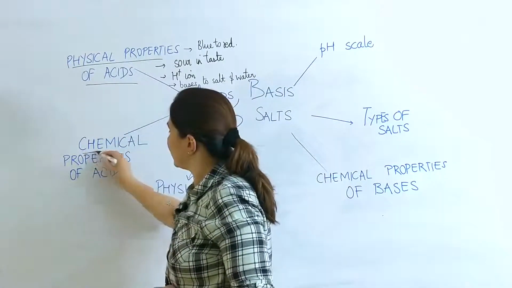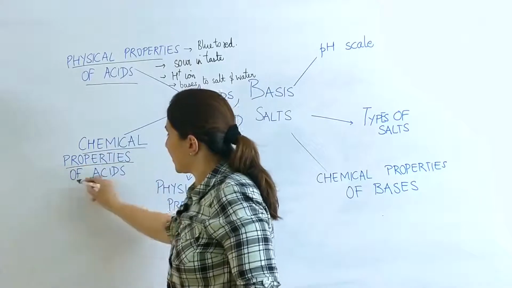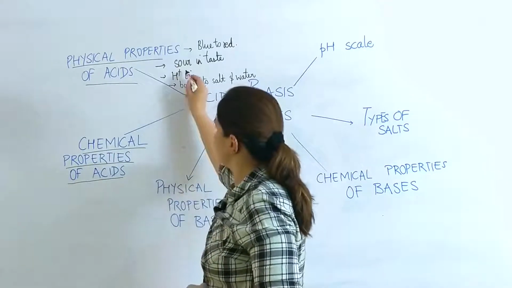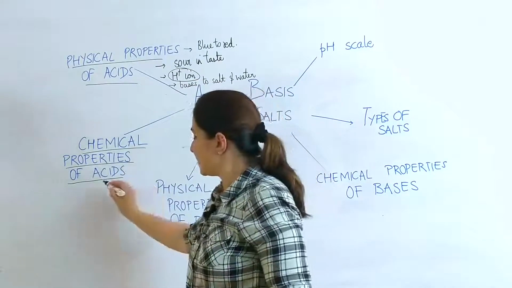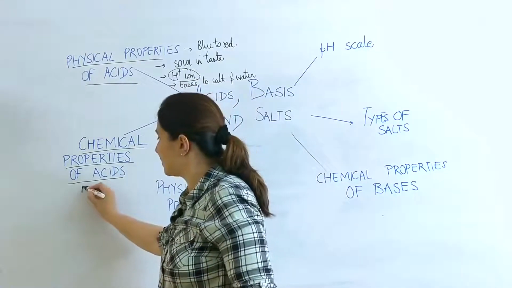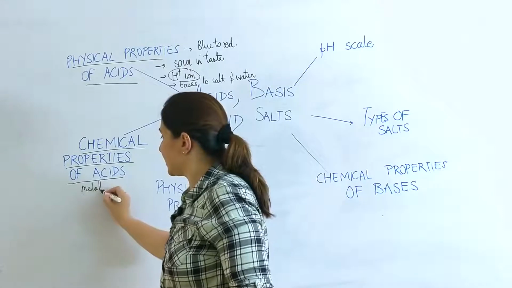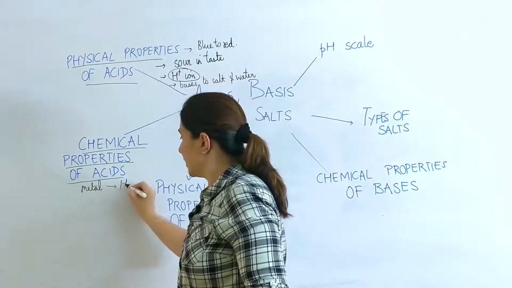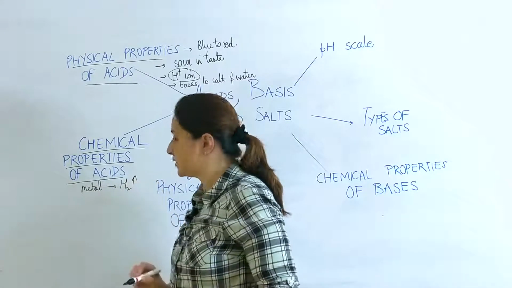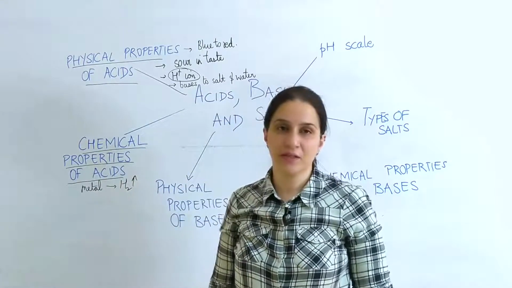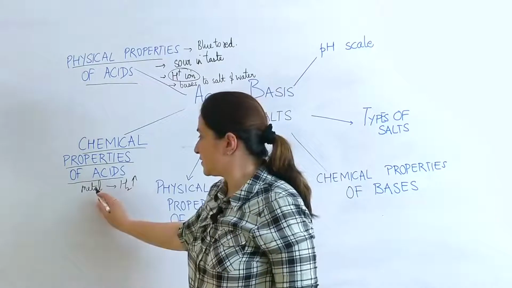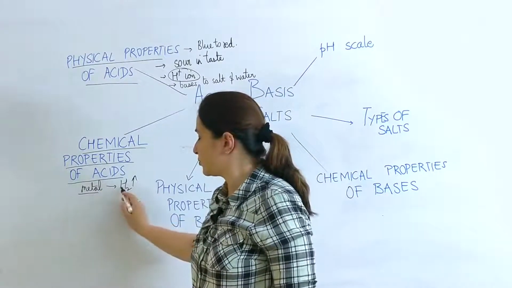Now coming to the chemical properties of acids. All acids produce H positive ions on reaction with water. Whenever acids react with metals, they release hydrogen gas, and this hydrogen gas is released with a pop sound. This is a peculiar sound for hydrogen gas.